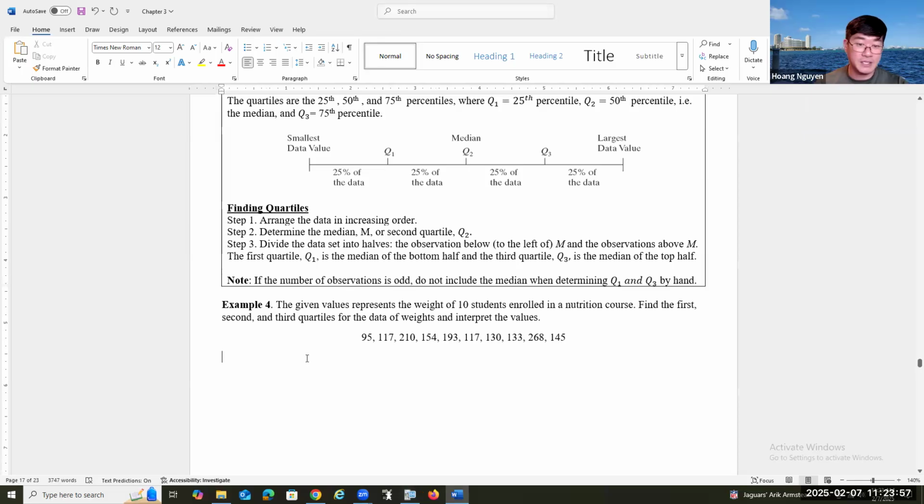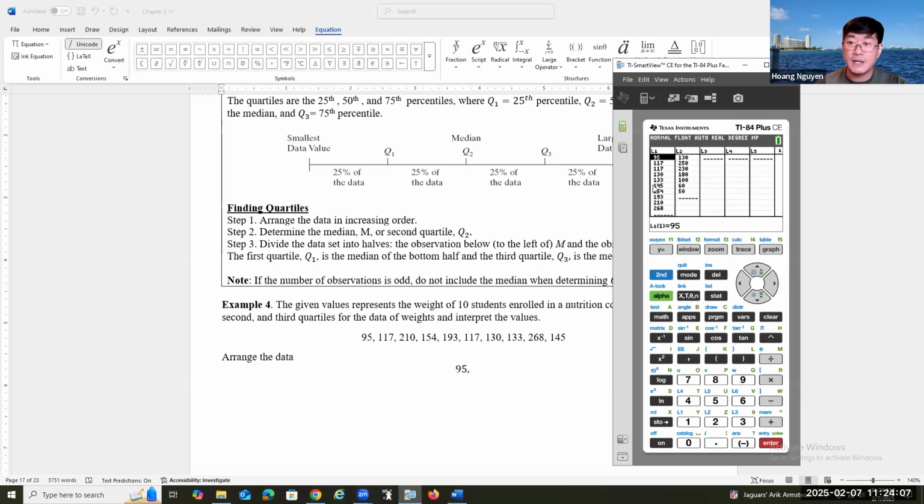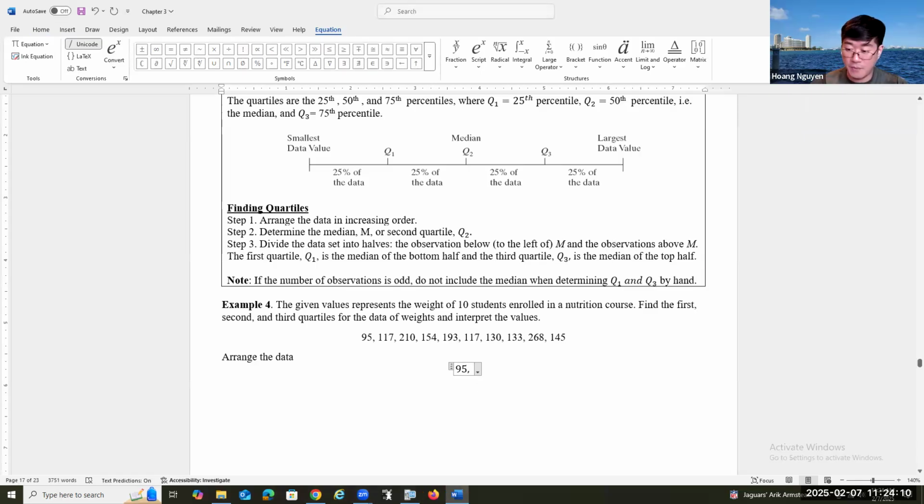So now I need to list out the arranged data. The first one is 95. The next one is 117. We have 2 of them, 117.